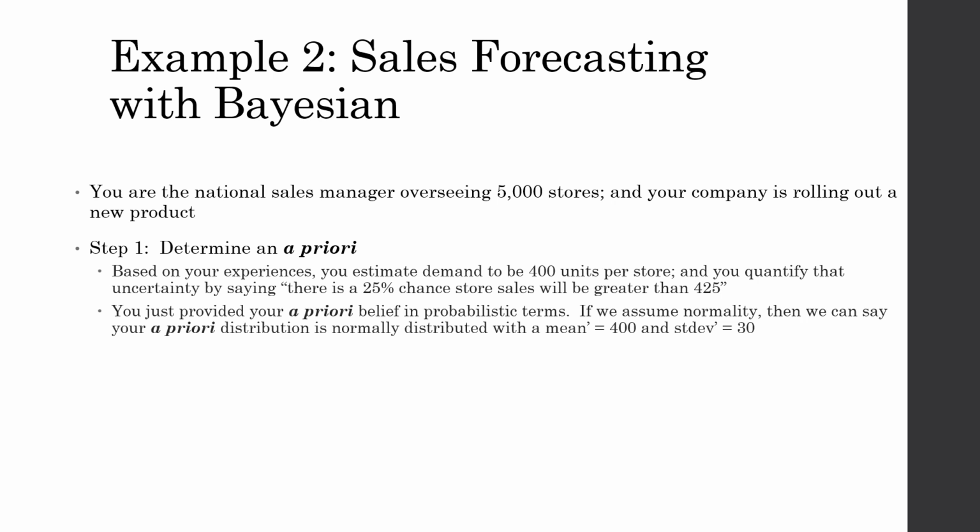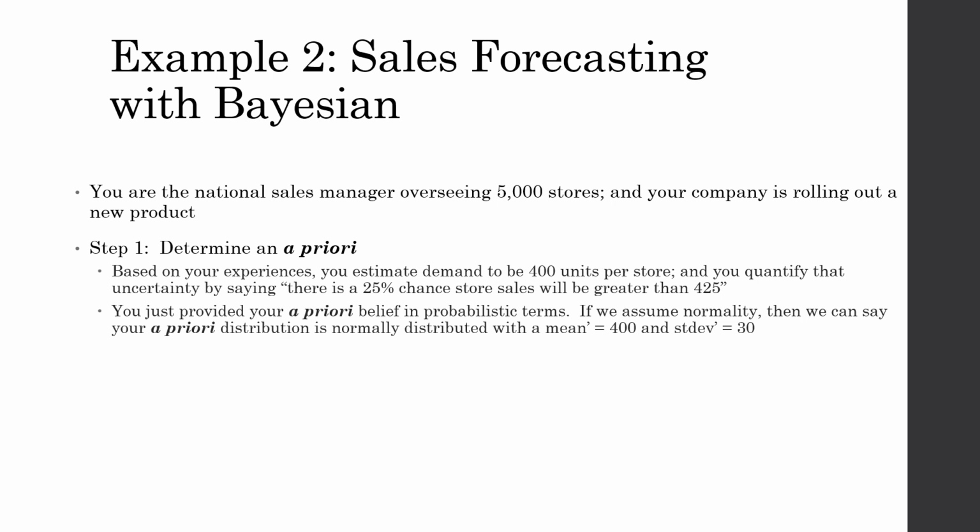Now, you quantify that further from a probabilistic standpoint by saying, and I bet there's even a 25% chance that I can do greater than 425 unit sales per store. Now, you have just begun down probabilistic decision making. So we have assigned a probability and we have a point estimate. So I'm going to assume normality. So if you remember back to any of your education over the years, a bell curve, a normal distribution.